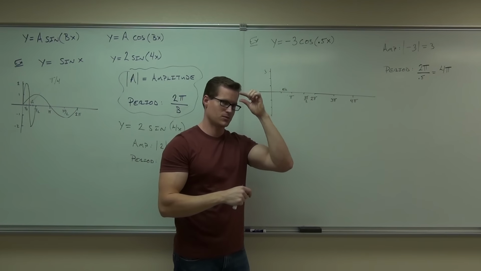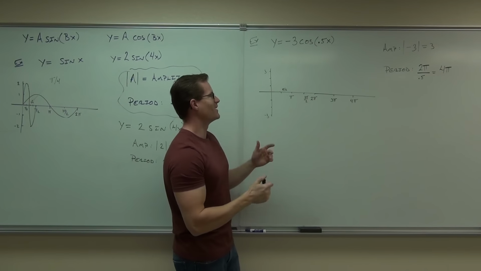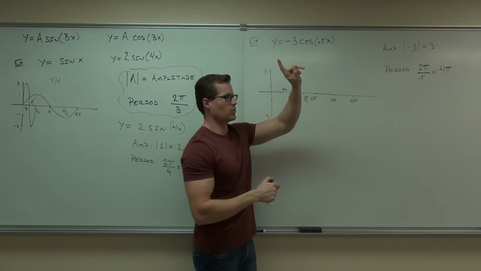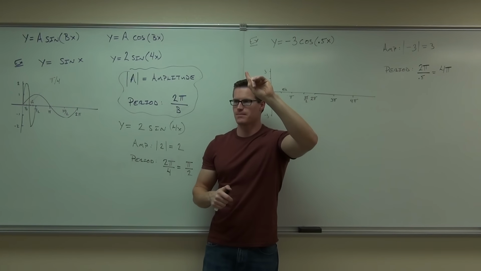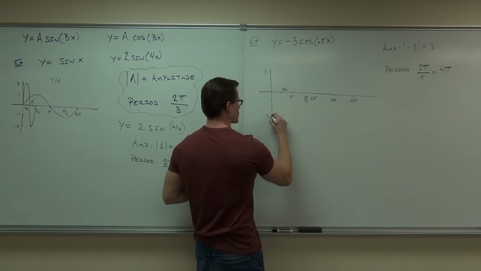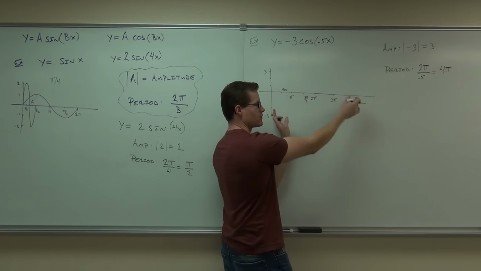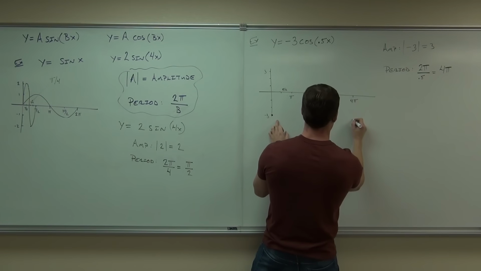Cosine 0, 1, right? So cosine of 0 would be 1. What's 1 times -3? We're starting at -3. So we are starting here. Guess what? If we're starting there and my period is 4 pi, I'm ending there.